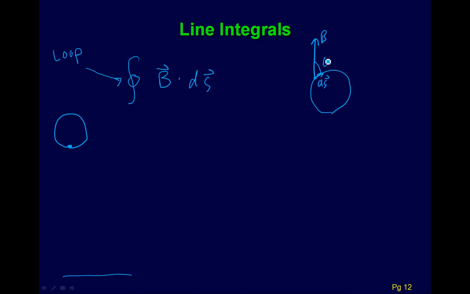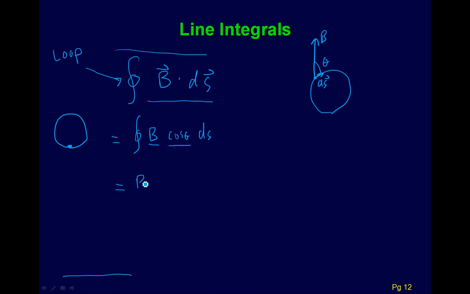At any point, there's an angle between the B field and the delta S. What this wants us to do is take the B field times this distance delta S times the cosine of the angle. So this breaks down to B times cosine of the angle times ds. This is basically what we're always going to use. Furthermore, we're always going to do cases where both the B field and the cosine are constant.